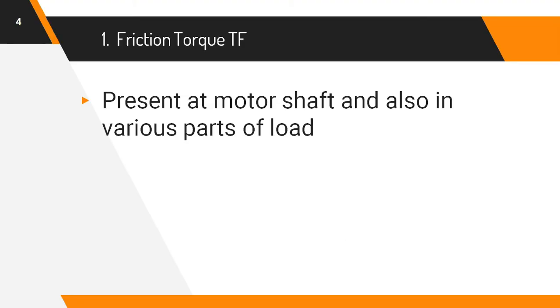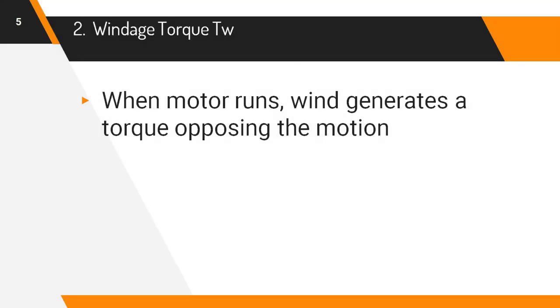What is friction torque? Friction torque is present at the shaft and also in the various parts of the load. TF is the equivalent value of various friction torques referred to the motor shaft. Second is windage torque. When the motor runs, wind generates a torque opposing the motion, and this is called the windage torque TW.